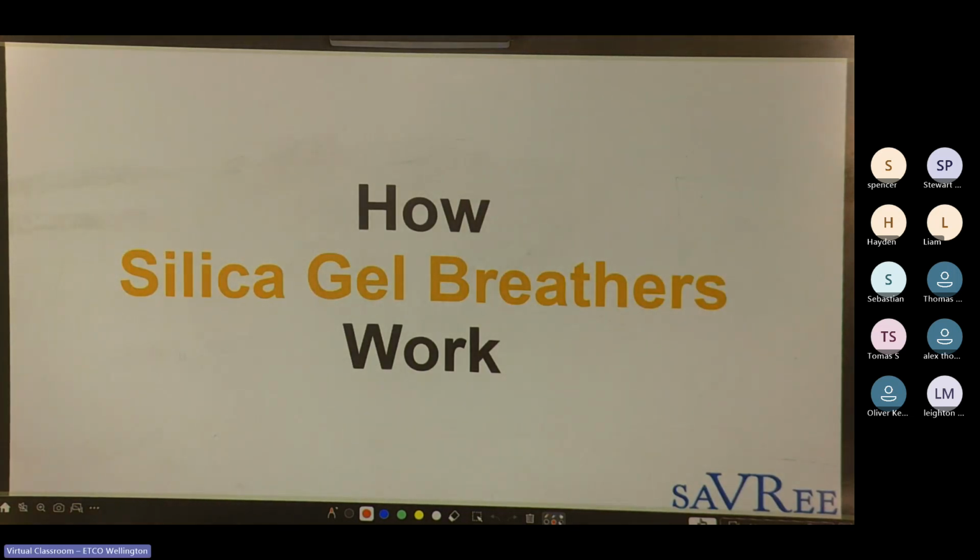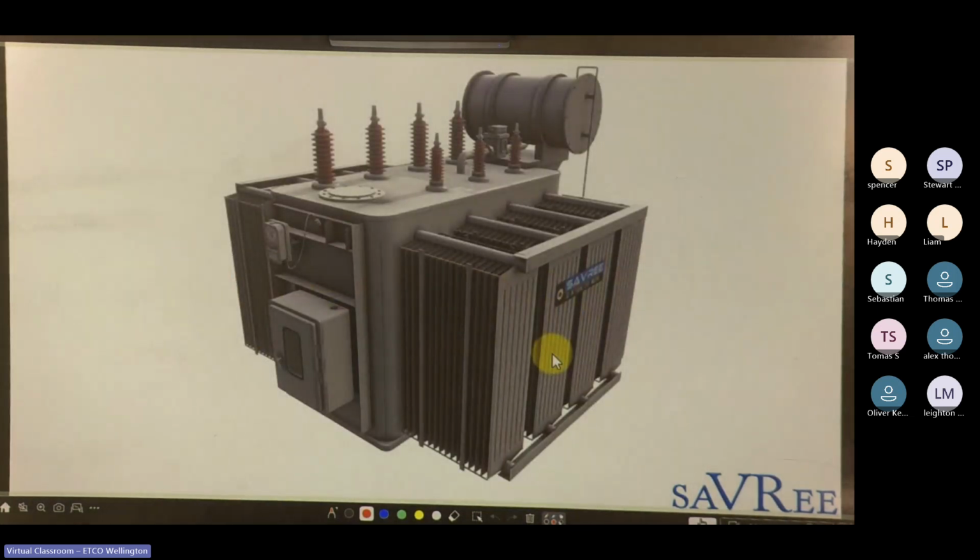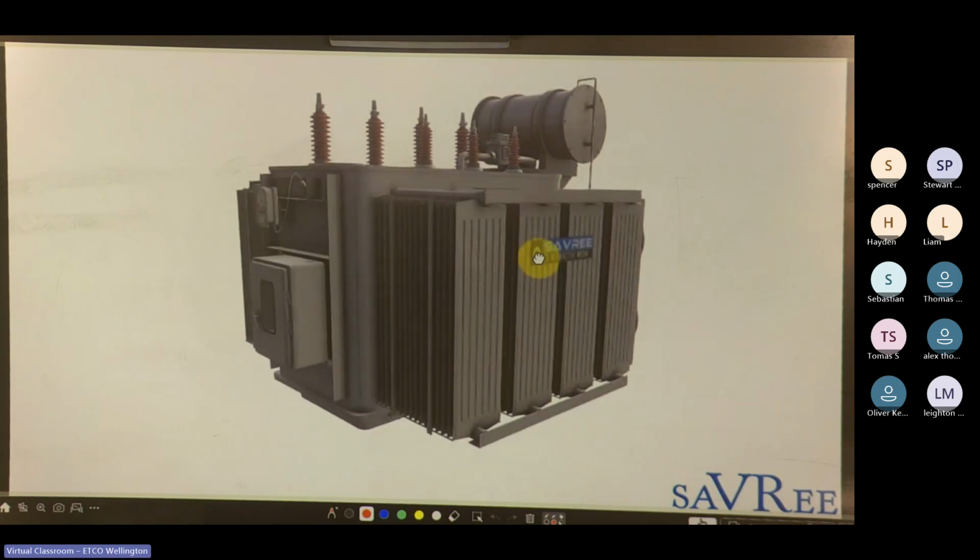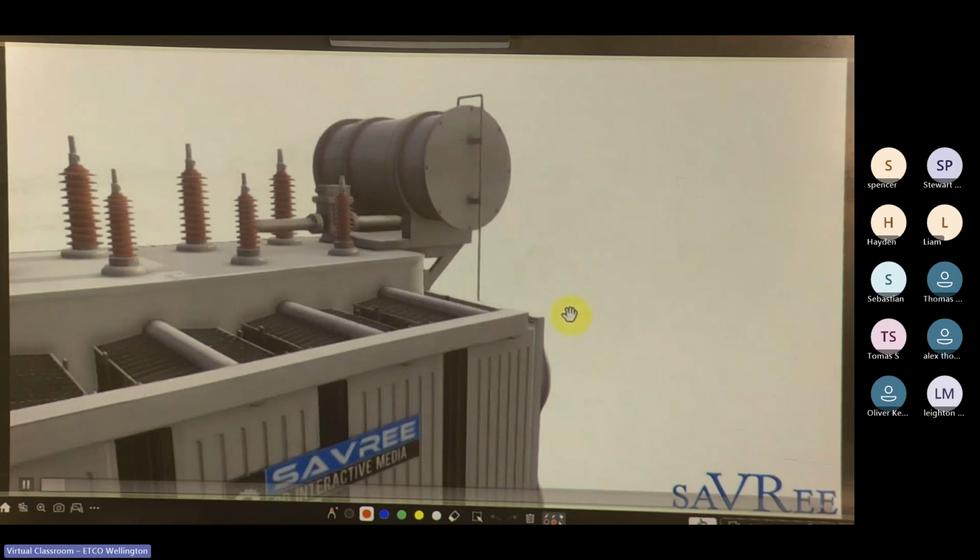Today, we're going to look at silica gel breathers. These are installed on electrical transformers. I'm going to explain to you what it is and how it works. Now, silica gel breathers are also referred to as dehydrating breathers.